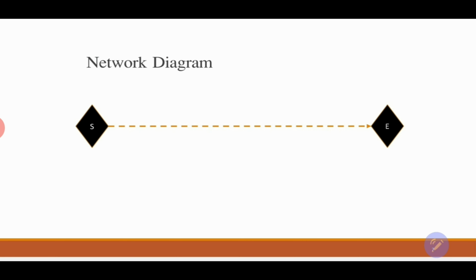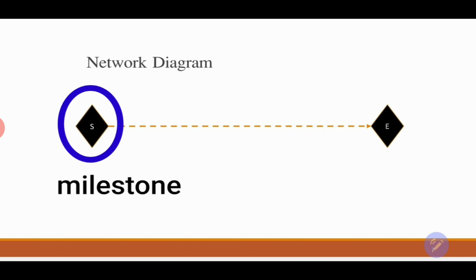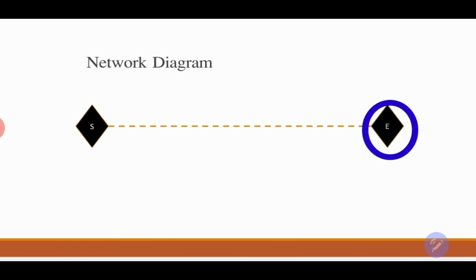How does the network diagram look like? In order to be able to draw the network diagram, we need to start the network diagram with a black diamond, which is representing a milestone, and that milestone is the start. And it will end with another black diamond, which is considered to be another milestone, which is the end of the activities.